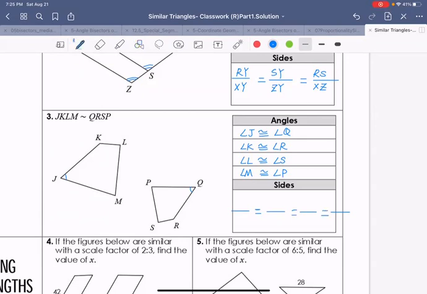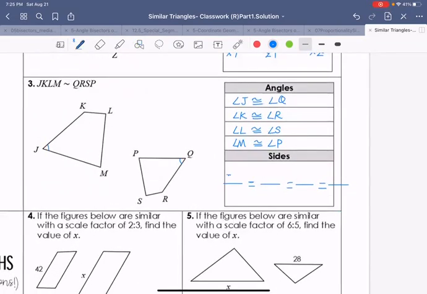Okay, let's go ahead. So we do JK over who? QR. Equals, KL over RS. Very good, KL over RS. Equals, LM over SP. Very good, LM over SP. Last one is JM over QP. JM over QP, very good.